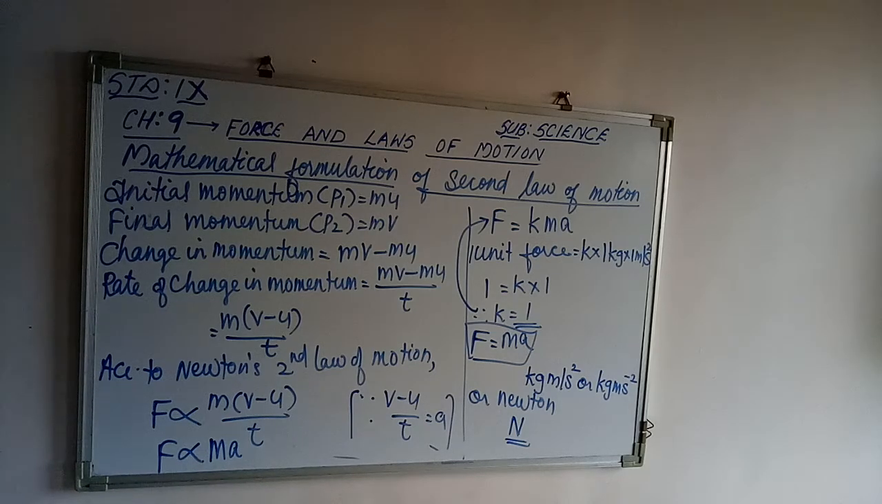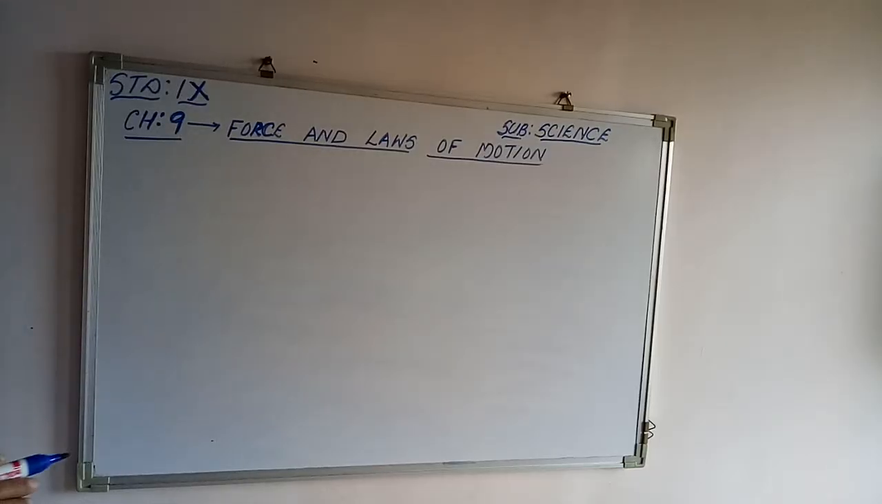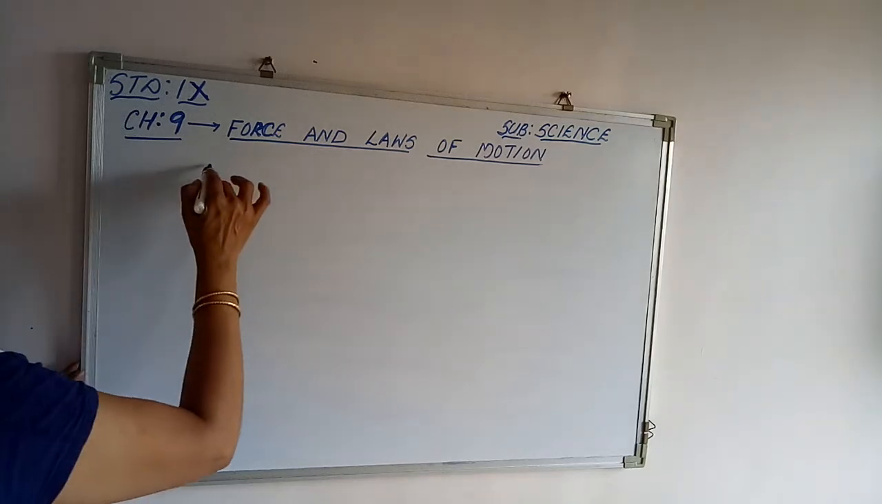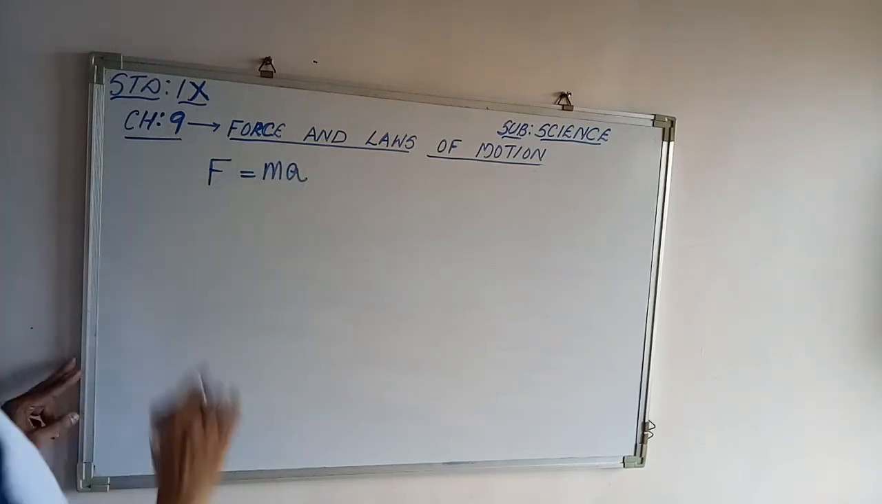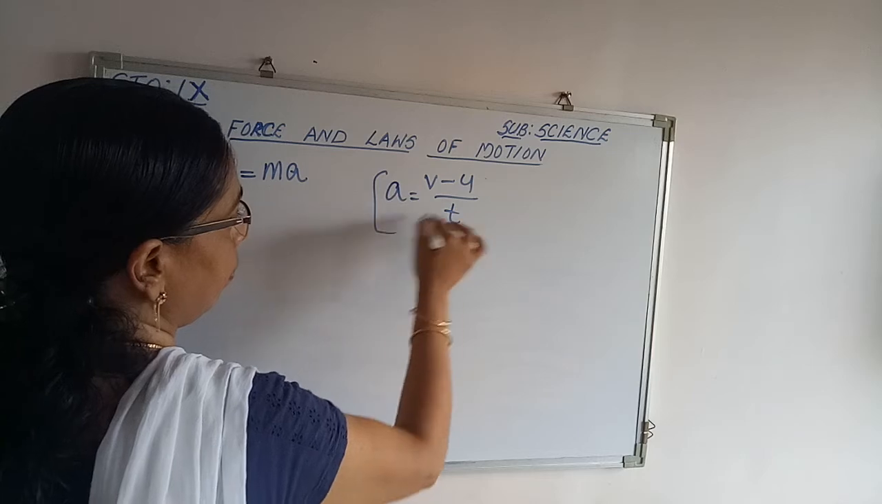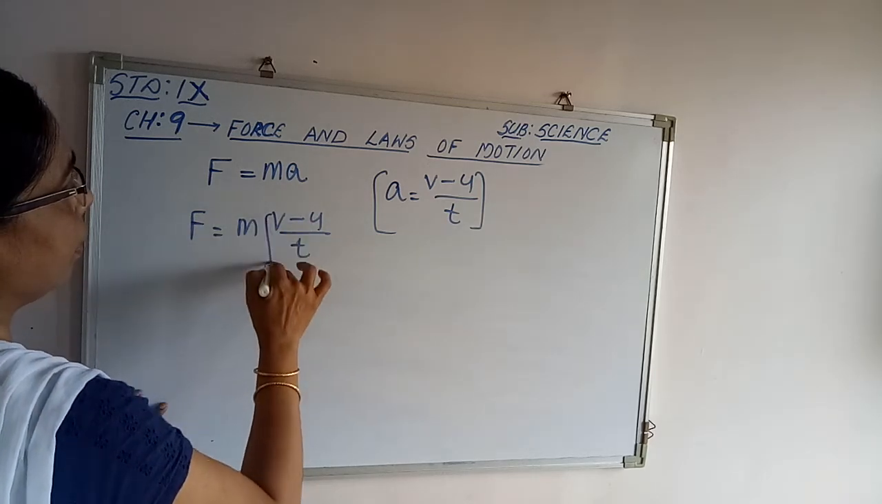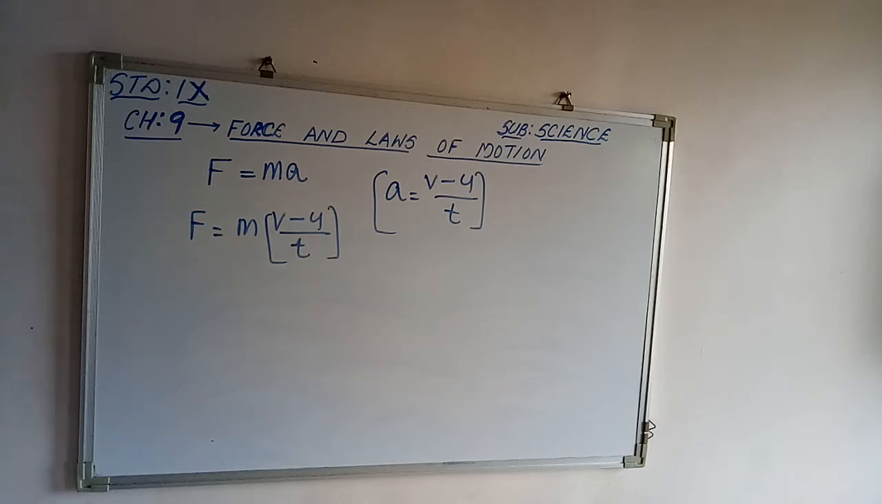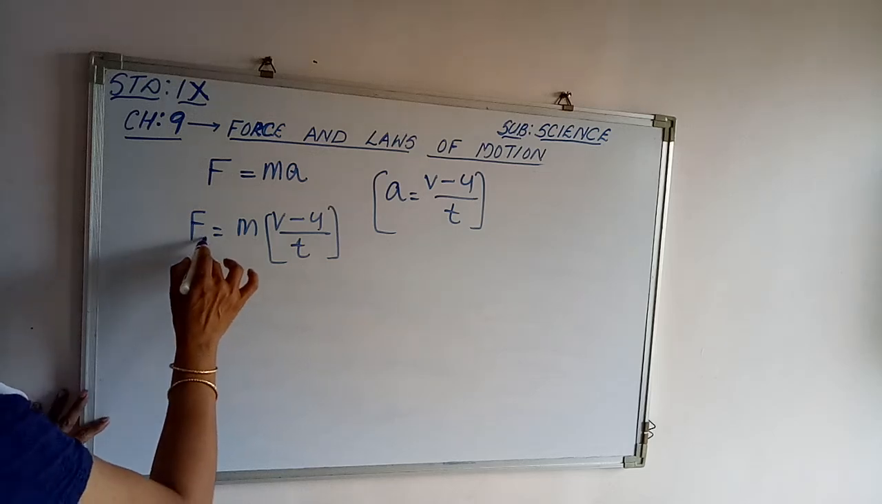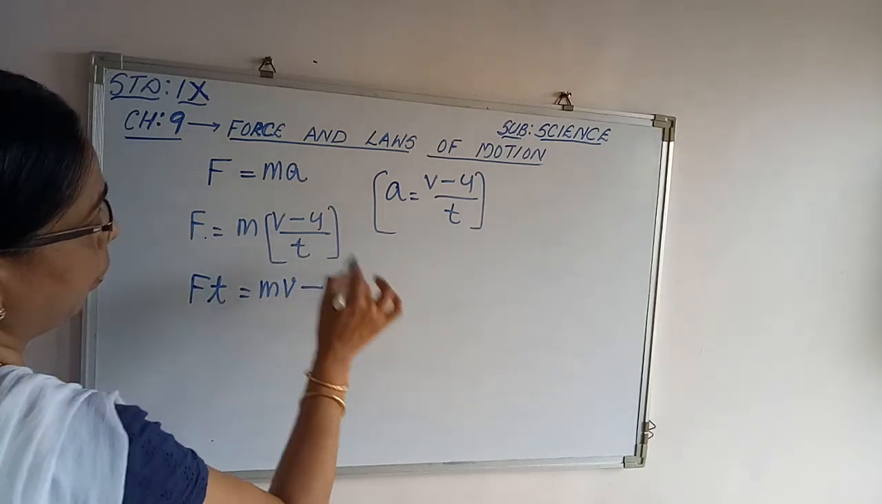Now we are going to see how Newton's first law of motion can be mathematically stated from the mathematical expression of Newton's second law of motion. From Newton's second law of motion, we got an expression to find out force. That is, force is the product of mass and acceleration. But we know that acceleration is equal to change in velocity upon time. So in place of a, we can write F is equal to m into (v minus u) upon t. Now, cross multiply this. F into t, we get m into v minus m into u.